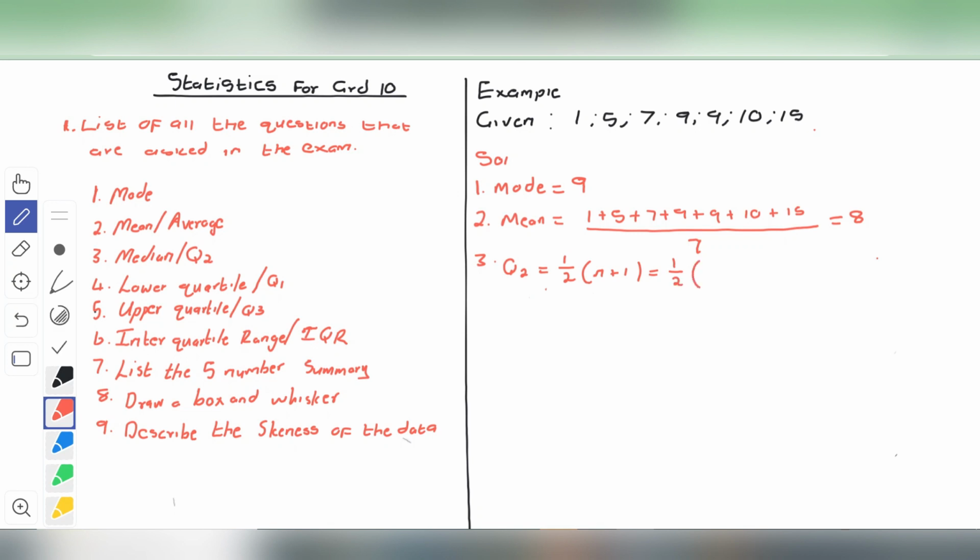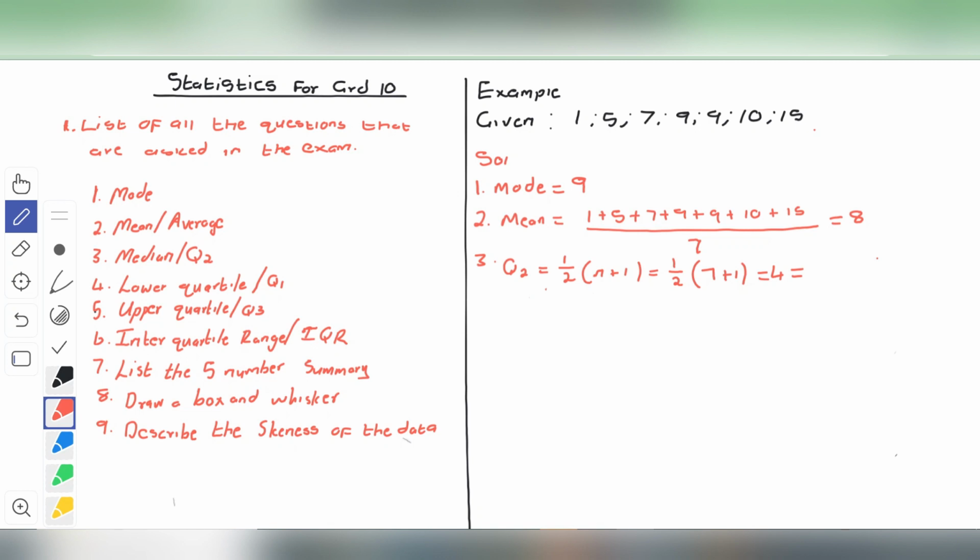Like I said, n represents the total number of the data set, which is 7. Therefore, plus 1 is equal to, so our answer is going to be 4. So we are not done, like I said. After finding this 4, this formula is the navigator, whereby it tells you where your median is. So our median is on the 4th position.